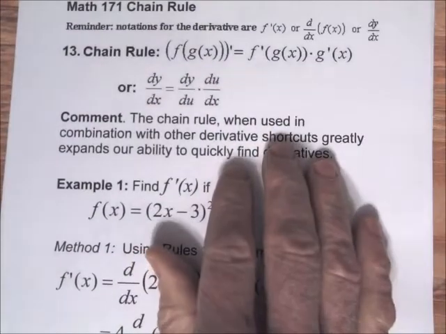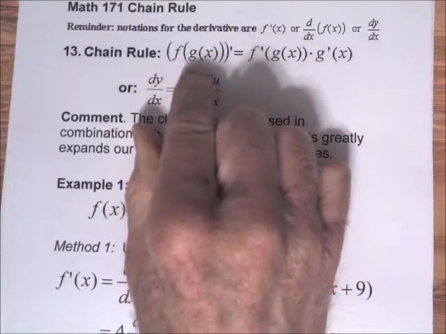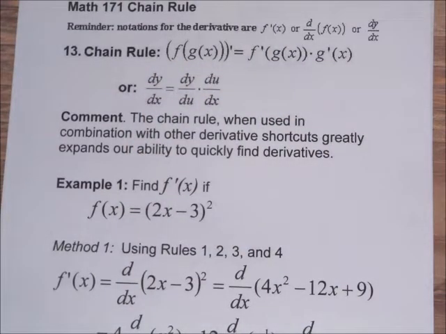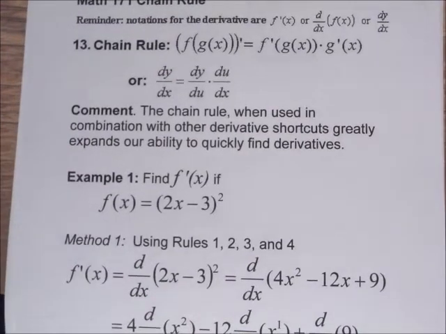Okay, so here's another rule. Over the last couple weeks we've been going over various shortcut rules for derivatives. We started out using the definition to find some derivatives, and then we went over some shortcut rules. Here's another rule, and it's called the chain rule, and it gives a formula for finding the derivative of a composite function. When used in combination with the other rules, it greatly expands the functions for which we have shortcuts.